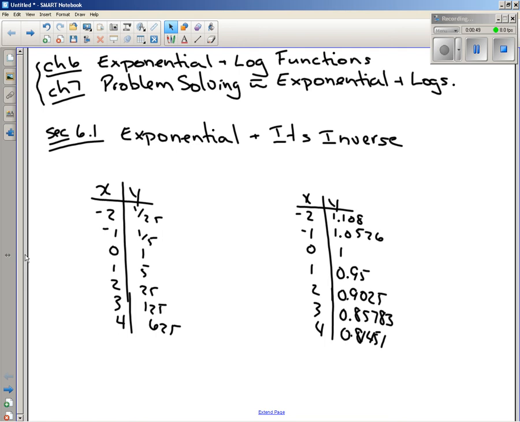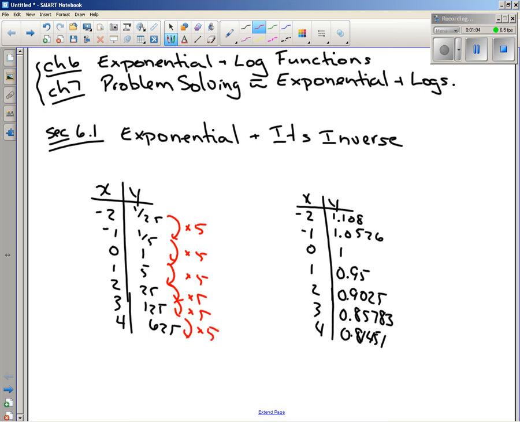Okay, so they're going to go up by a common factor. So here, if we multiply by 5 for each of these, we are going up by a common factor. And so that's kind of our signal that we're dealing with an exponential function. Same thing over here. If we are multiplying by 0.95 on our second, and so on, that is an exponential function as well.